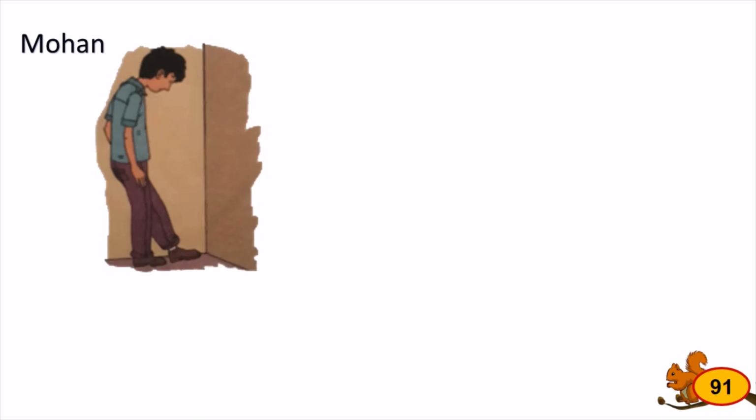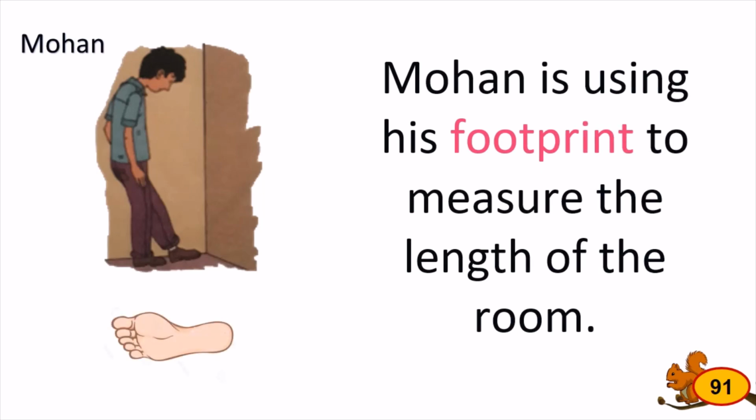In the third image, you can see a boy named Mohan. Mohan is using his footprint to measure the length of the room. Can you see he is using his footprint? Yes. So Mohan is using his footprint to measure the length of the room.